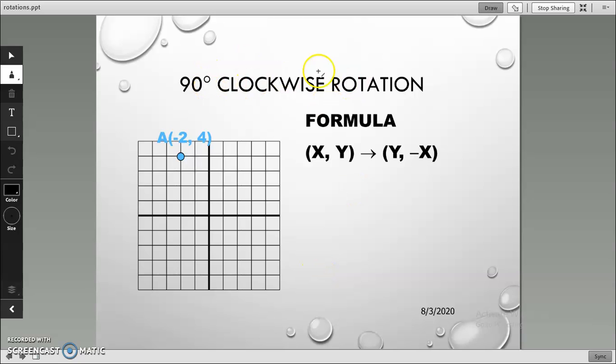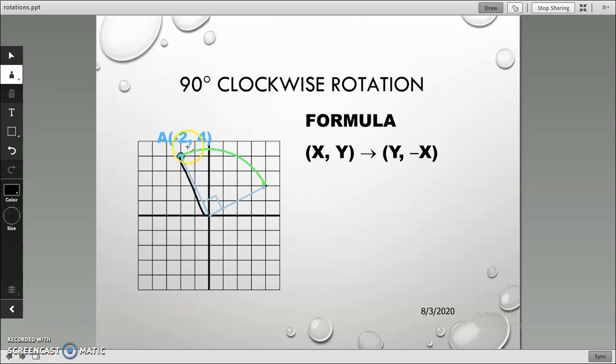All right, so clockwise formula, 90 degrees clockwise: the formula is to switch the x and the y value and provide the opposite sign for my x value. So here I have A at -2, 4. If I want to rotate this clockwise from the origin, I am going to move it 90 degrees. It's hard for me to visualize what that 90 degrees looks like. That's why this formula is so important to me. And there it is. There's my new point.